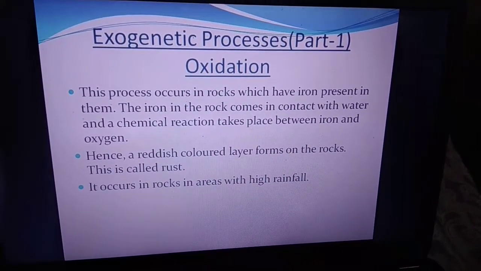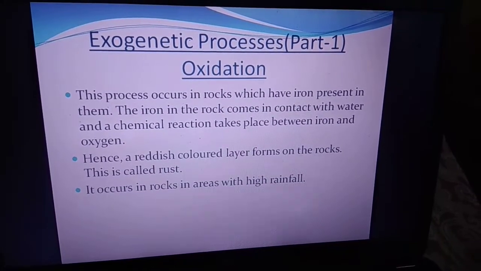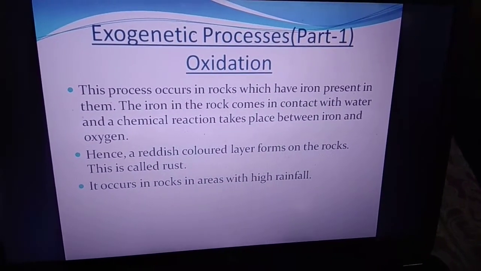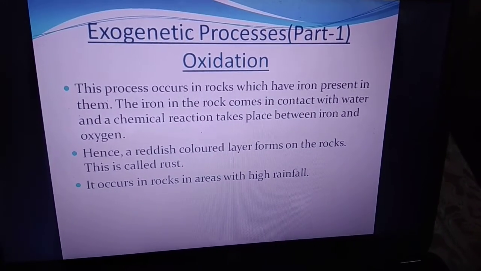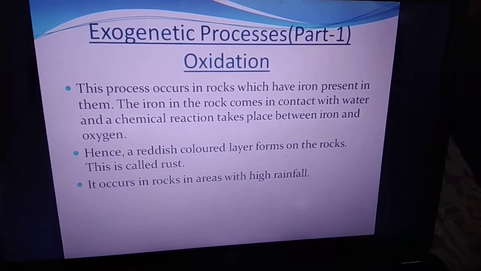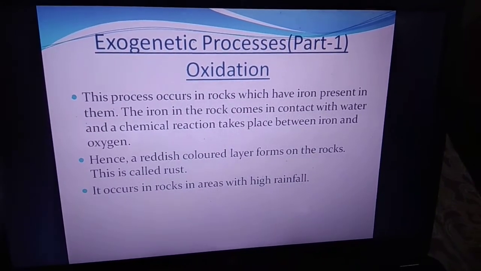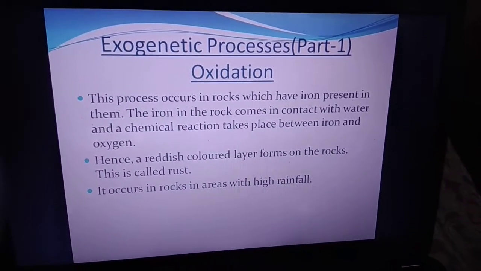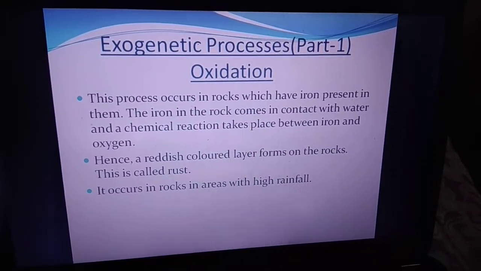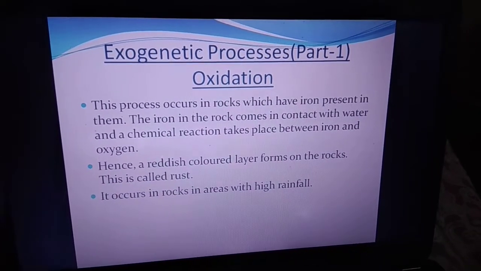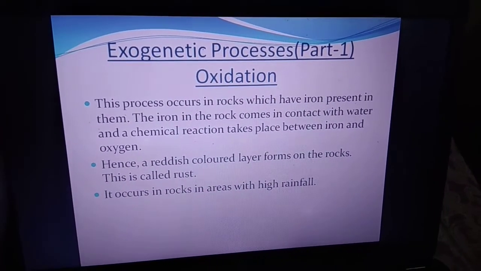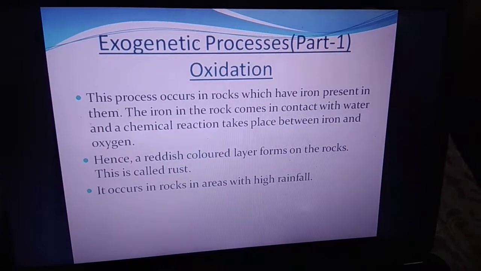As we already see in this slide, the iron in a rock comes in contact with water and a chemical reaction happens between iron and oxygen. A reddish colour layer forms on the rock. This is called rust. It occurs in rocks in areas with high rainfall.